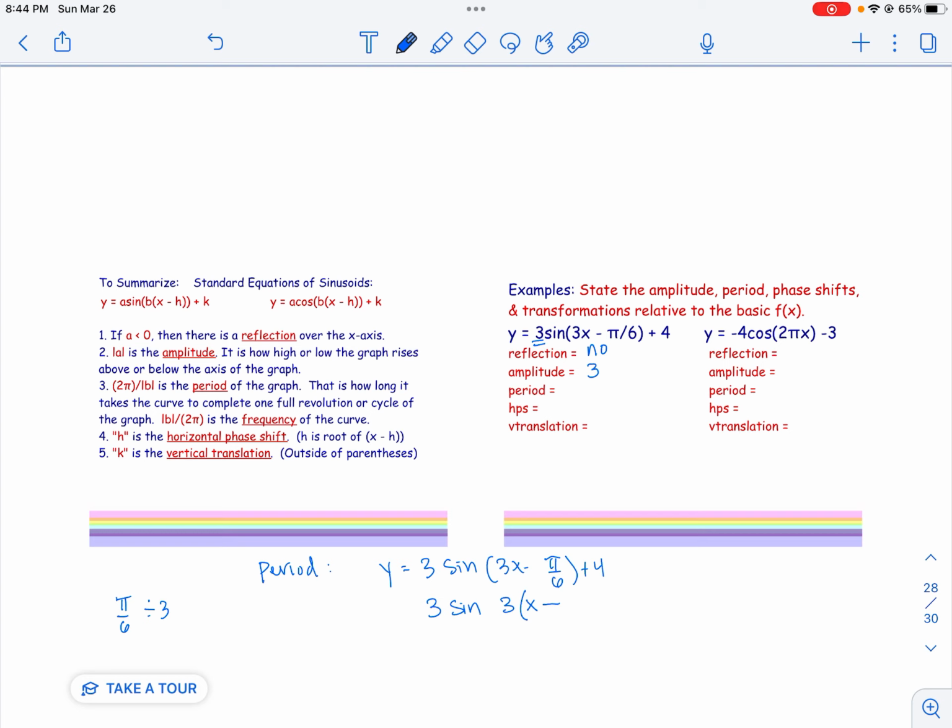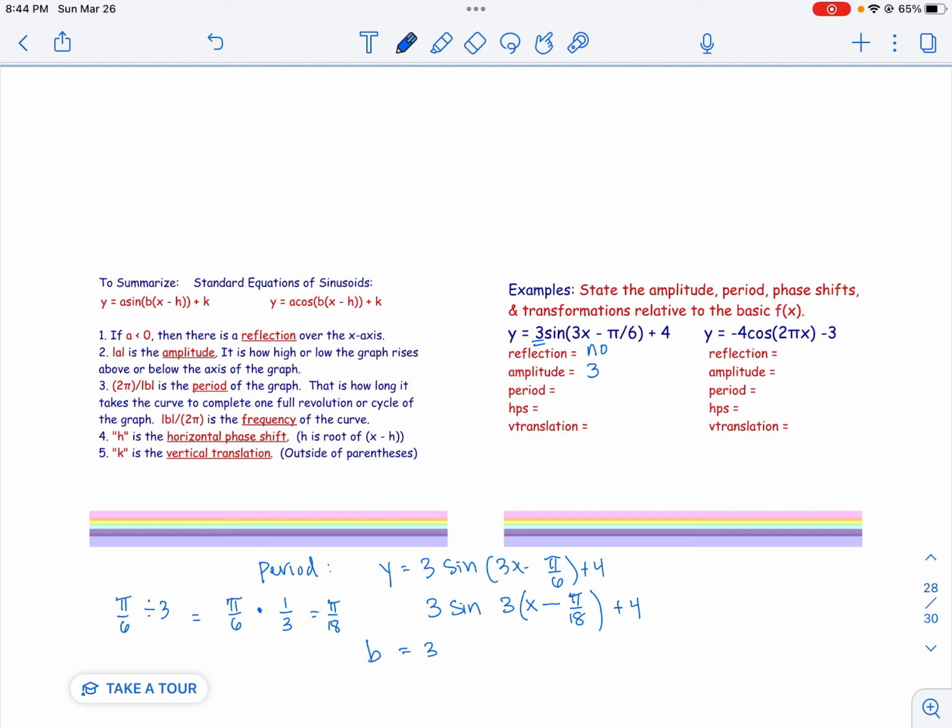Well, you know the keep, change, flip idea, which you're so good at from all of the work in the unit circle. So I'm taking pi over 6, I'm going to keep the first, change the division to multiplication, and then flip the 3 to be 1/3. So now what I'm looking at here is x minus pi over 18, and then plus 4.